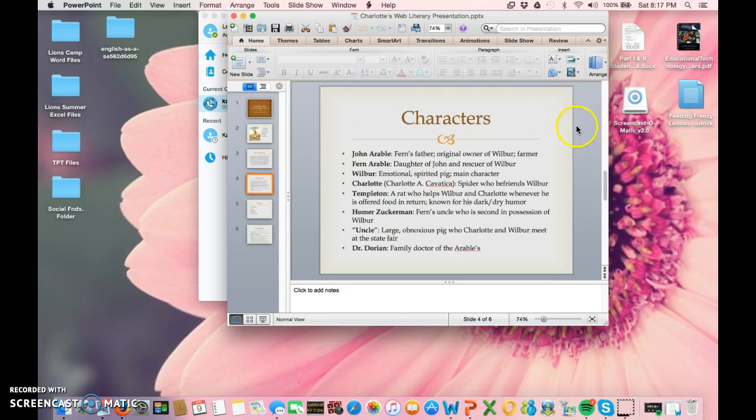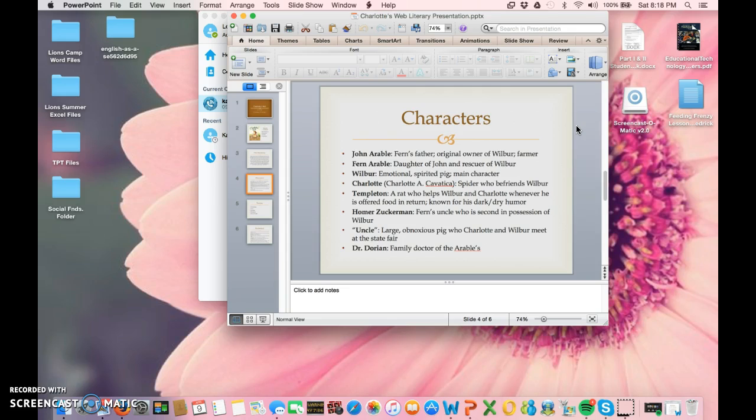And for our main characters from the book, we have John Arable, which is Fern's father, and he is the original owner of Wilbur. Fern Arable, she's the daughter of John and rescued Wilbur. Wilbur is the emotional, spirited pig and is the main character of the novel, along with Charlotte, and in the book it also refers to her as Charlotte A. Cavatica. So she's kind of a precocious spider, but she is a spider who befriends Wilbur and also helps save his life.